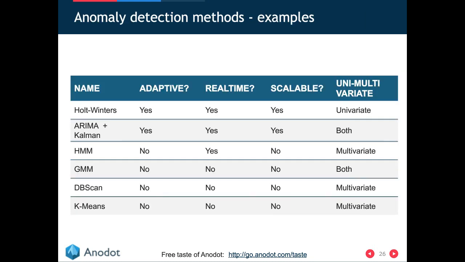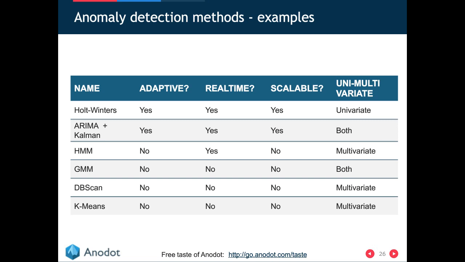So here are some examples of anomaly detection methods and techniques, like Holt-Winters, which is a statistical method, ARIMA and Kalman filtering, hidden Markov models, and so on. And these slides will be available so you can go through them and read their classification as well.